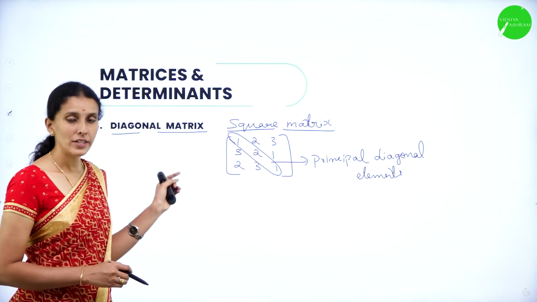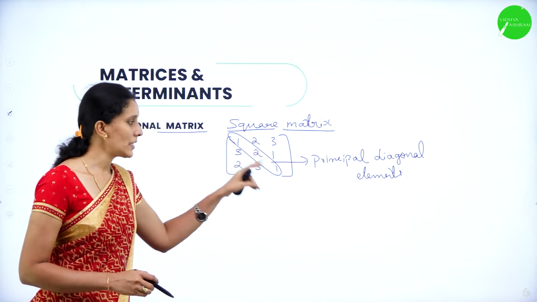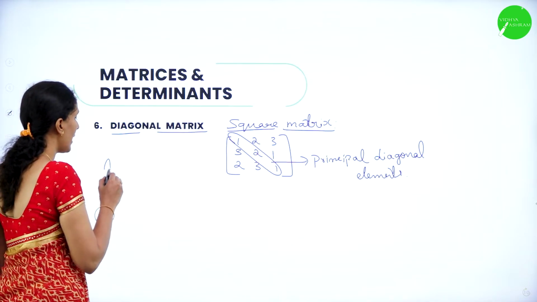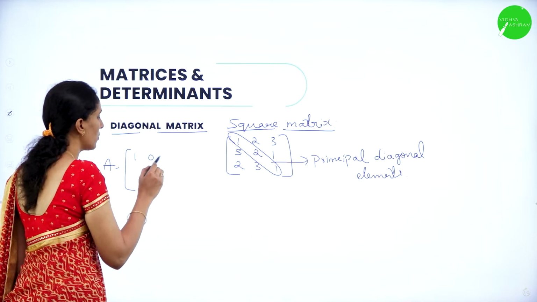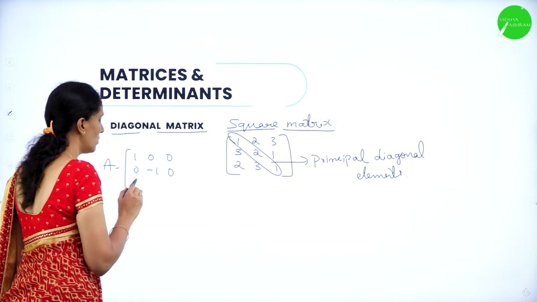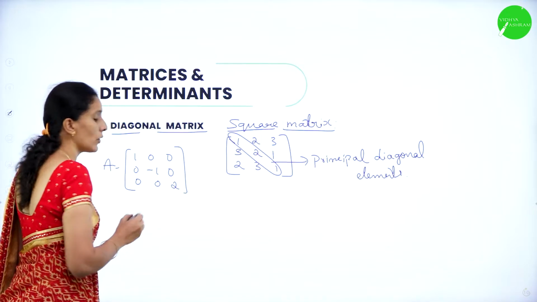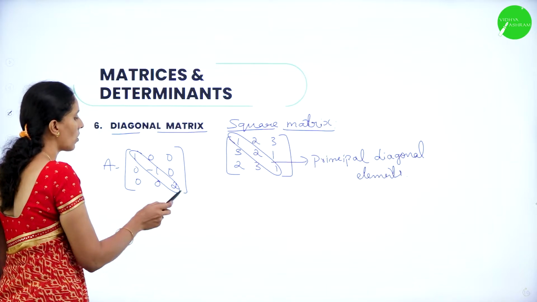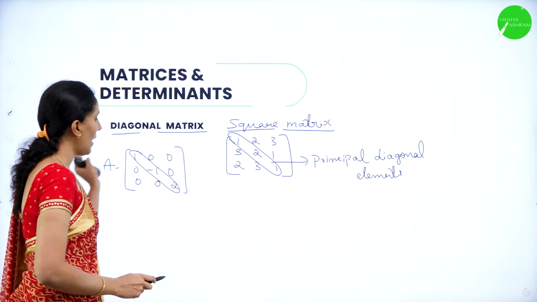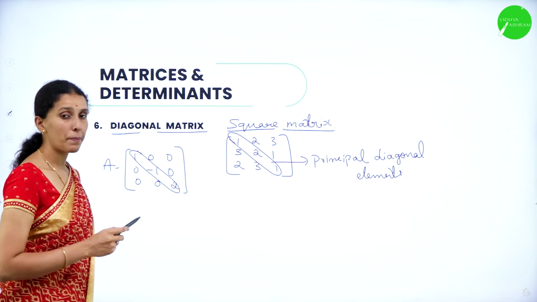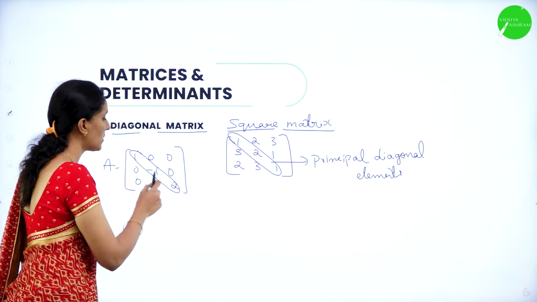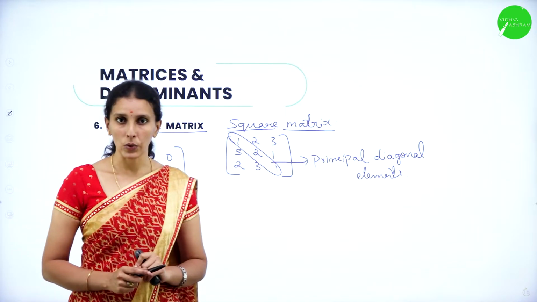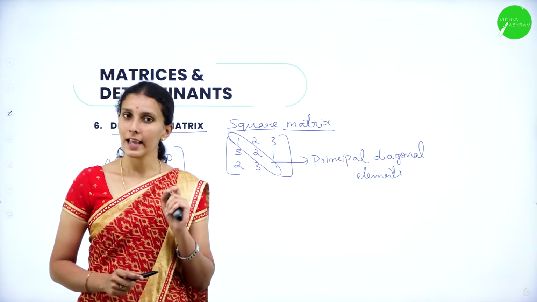A diagonal matrix is a square matrix in which, except for the principal diagonal, all elements are 0. For example, matrix A is equal to 1, 0, 0, 0, minus 1, 0, 0, 0, 2. So here you can see principal diagonal means the diagonal elements from left to right. This is called principal because you are taking from left to right. So except for the principal diagonal elements, if all the elements of a square matrix are 0, then it is called a diagonal matrix.